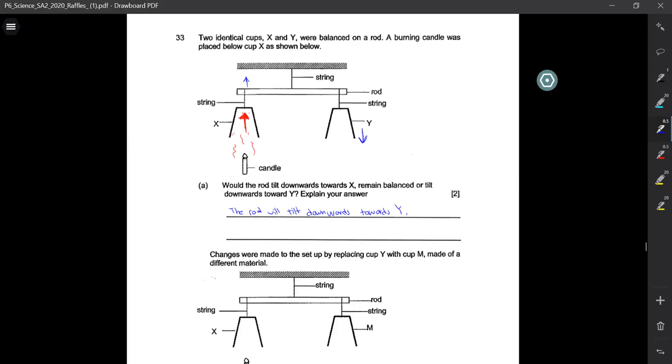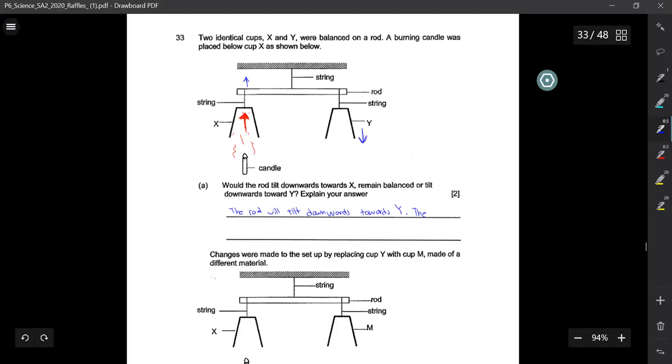So the candle will heat up the air around it, and the heated air will push cup X upwards, and then this makes the rod tilt downwards towards Y, right? So we write that down.